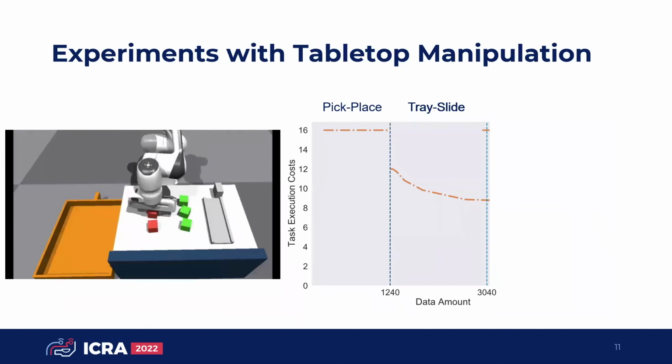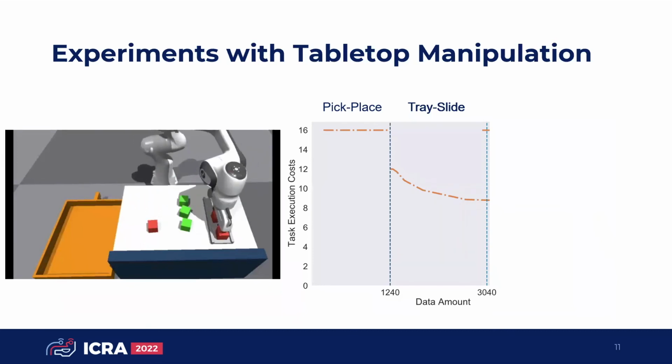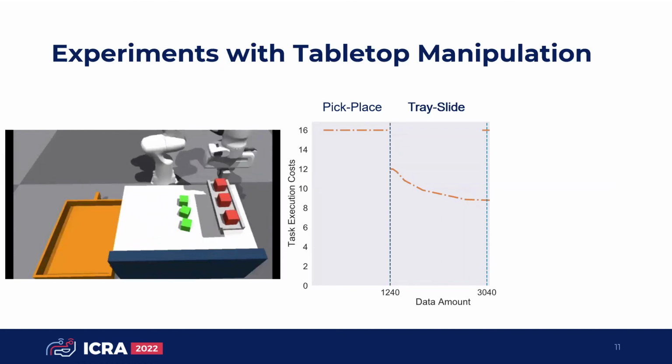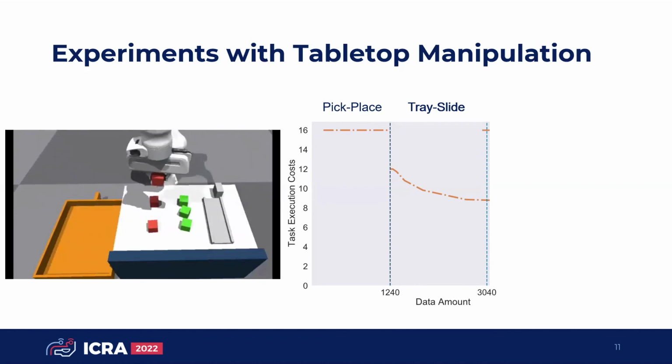At the next step, we add the tray slide skill. Now the robot can put the blocks on the tray and then slide the tray over to the far side of the bin. The figure on the right shows that over time, as more data is collected, the learned SEM improves and the overall execution cost decreases.